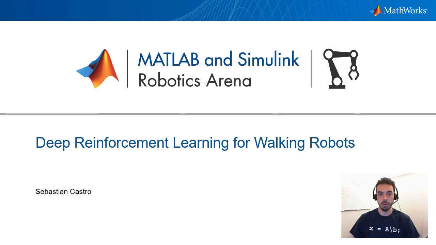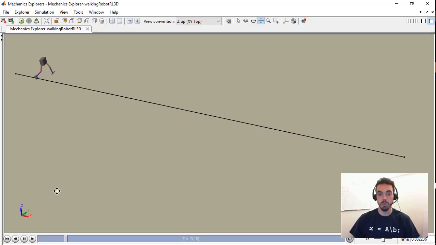Hello everyone, this video is on deep reinforcement learning of walking robots. By the end of this video, you will see how this simulation of a bipedal robot was trained to walk using reinforcement learning, specifically deep reinforcement learning, which uses neural networks.